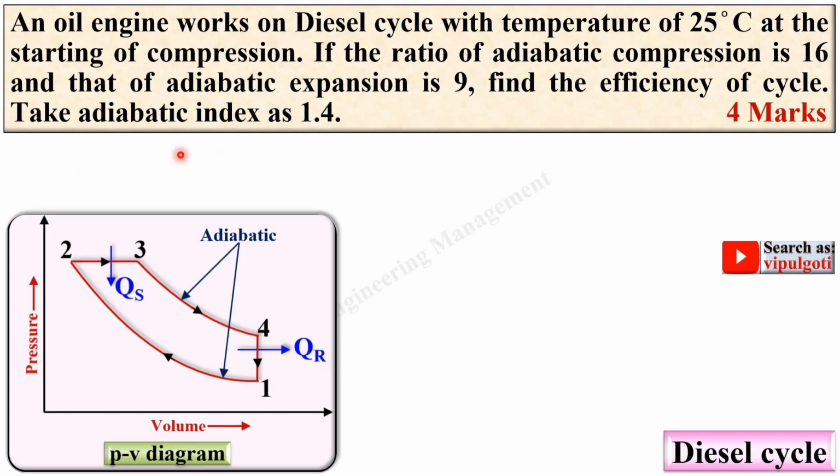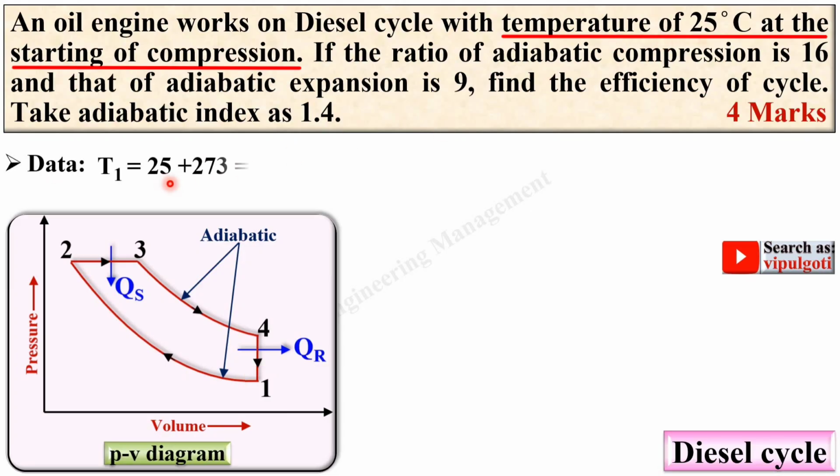Now I am going to write first of all the given data into symbolic notation. Here it is given to you, an oil engine works on diesel cycle with a temperature of 25 degrees Celsius at the starting of compression. So here you know that this is a compression process, and starting of compression means at state 1. So this is the temperature at state 1, T1 is given to you. T1 is equal to 25 degrees Celsius, add 273 so that you will get it in Kelvin.